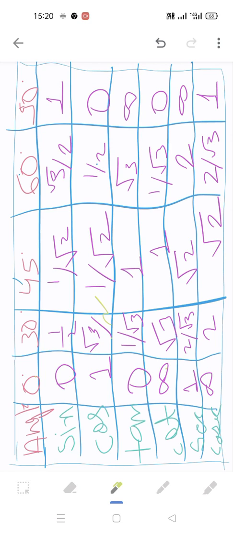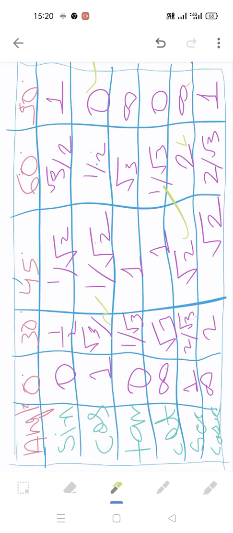Okay, are you getting my points? Opposite of cos will be your sec. Okay, 1: opposite of 1 will be 1 only. Opposite of root 3 upon 2 will be 2 upon root 3. Opposite of 1 by root 2 is root 2 only. Opposite of 1 by 2 will be 2. Opposite of 0 will be infinite.